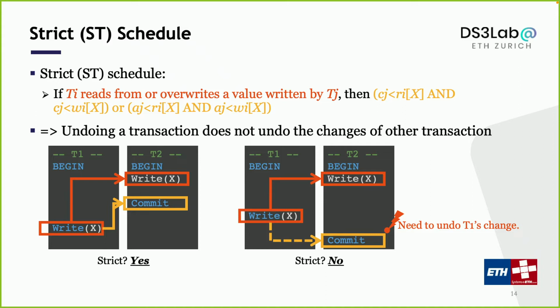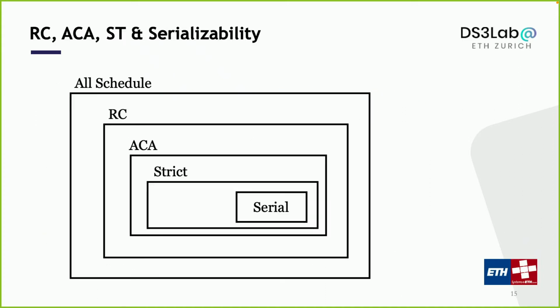Okay, makes sense? So we have this multiple family of schedules. You have all the schedules, right? Some of them are recoverable, some of them are ACA, some of them are strict, and some of them are serial. If you run the whole thing one by one, you are fine. You are fine always.